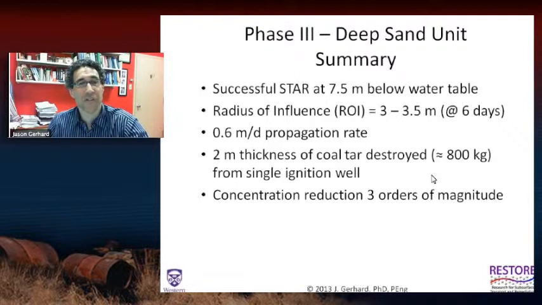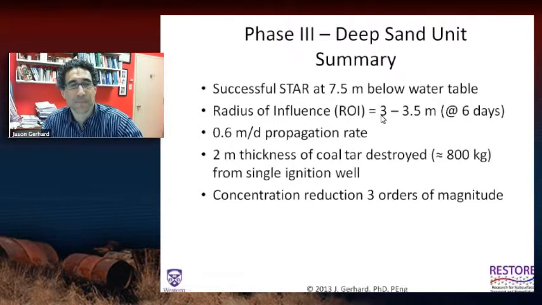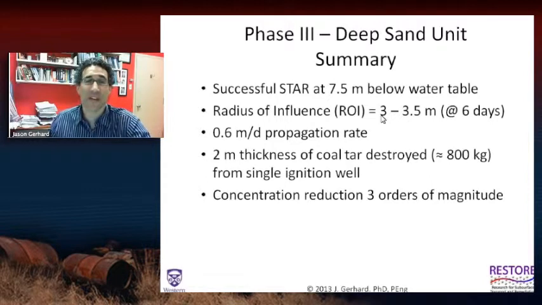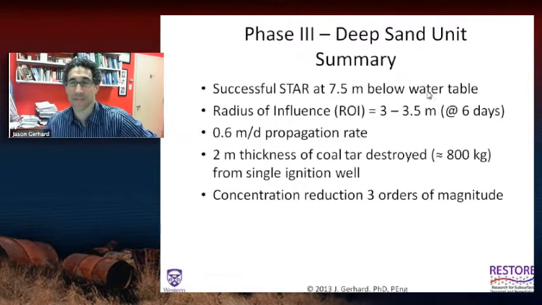So what we've seen for our pilot scale test so far, for the deep one, is that we've had STAR successfully ignited at 7.5 meters below the water table. We see a 3 to 3.5 meter radius of influence. That's a mistake. I think that should be at 12 days, not at 6 days. And we see that, given the soil type that we had there and given the air injection rate that we used, about 0.5 meter per day propagation rate of the reaction front, and we had treatment of about 800 kilograms in total over about a 2 meter thickness of coal tar from that single well, and about a 3 order of magnitude concentration reduction. So very, very promising results that we can treat things both at shallow and at deep depth.